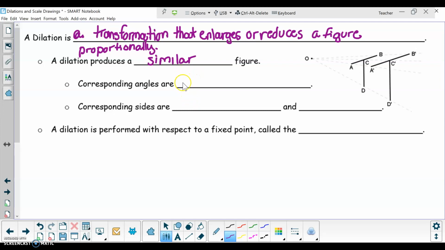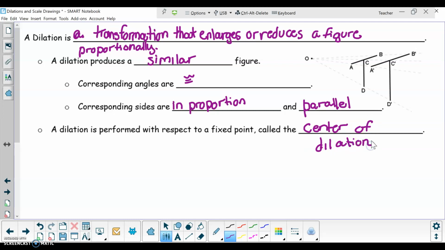So if the figures are similar, we know corresponding angles are congruent, corresponding sides are in proportion, and parallel. Okay, and a dilation is performed with respect to a fixed point, and we call that the center of dilation.